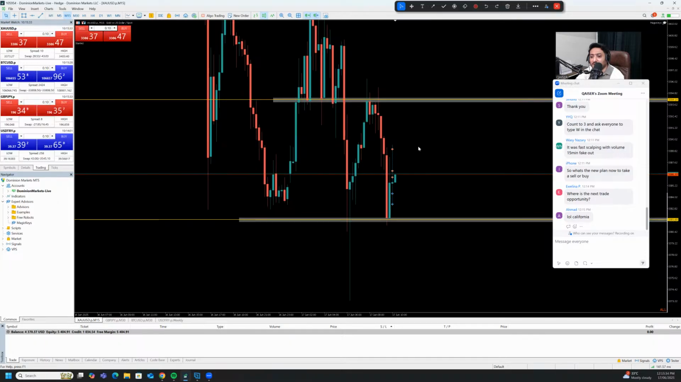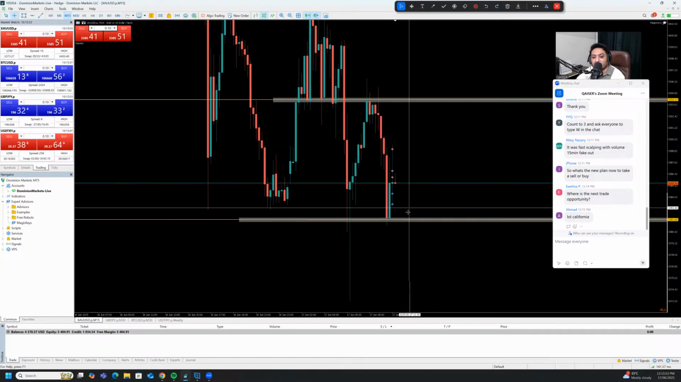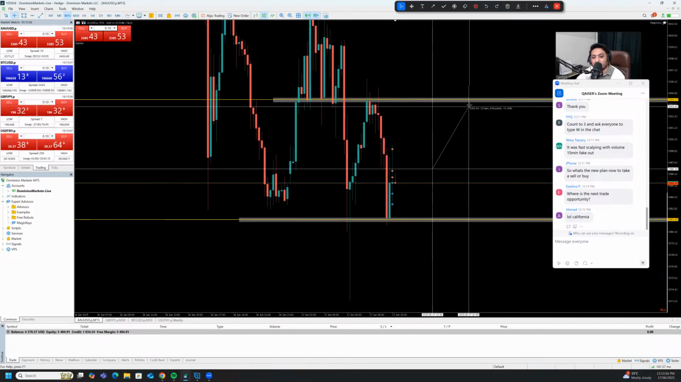So what's the new plan now, to take a sell or buy? You just need to wait for some new structure to be formed. Buy scenarios, I would say now it's just gone. Sells actually now make sense. Let it create some structure, maybe some kind of resistance here. Then if a candle creates a support break above the resistance, it will fill the range.